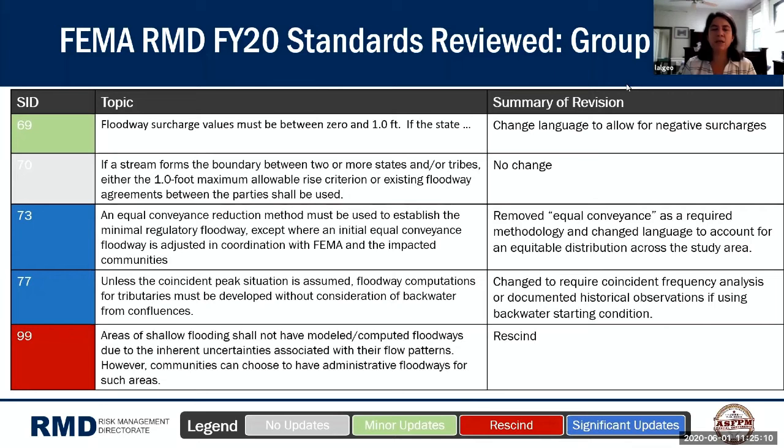And 77 is the other major change from group 1, which really talks about coincident peaks. And it just talks about the fact that we should be requiring coincident frequency analysis, or using documented historical observations if we're using backwater as a starting condition.